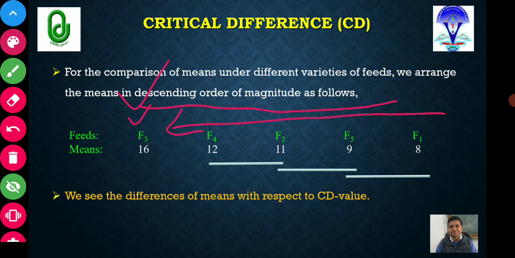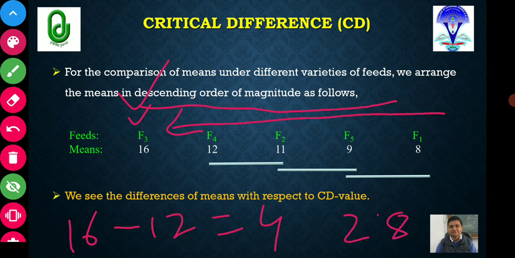Now what we have to do is see the difference between the two means. Here you can see the mean of F3 is 16, minus F4, which is 12. 16 minus 12 is equal to 4. So the difference between the means is 4, but your calculated CD value is 2.8. Actually, 4 is greater than 2.8. That means F3 and F4 are different.